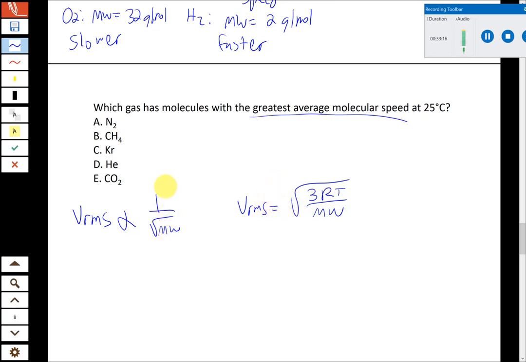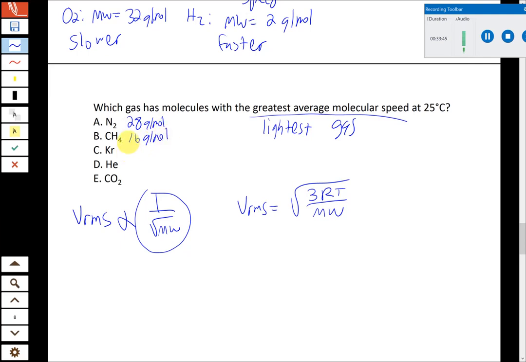But the important part is that the average molecular speed is inversely proportional to the square root of the molar mass, meaning that the heavier the gas, the slower. So we're looking for the greatest average molecular speed, which means the one that has the lightest, the smallest molar mass. If we just do approximate molar masses, nitrogen is 28 grams per mole, CH4 is 16 grams per mole, so we'd have to calculate these at least roughly.